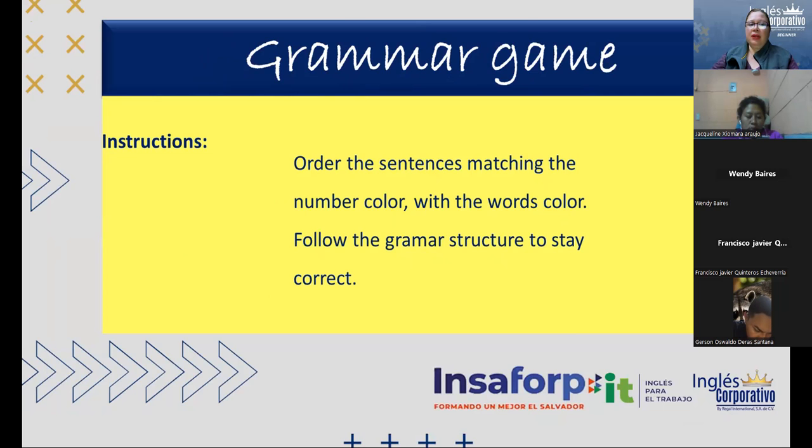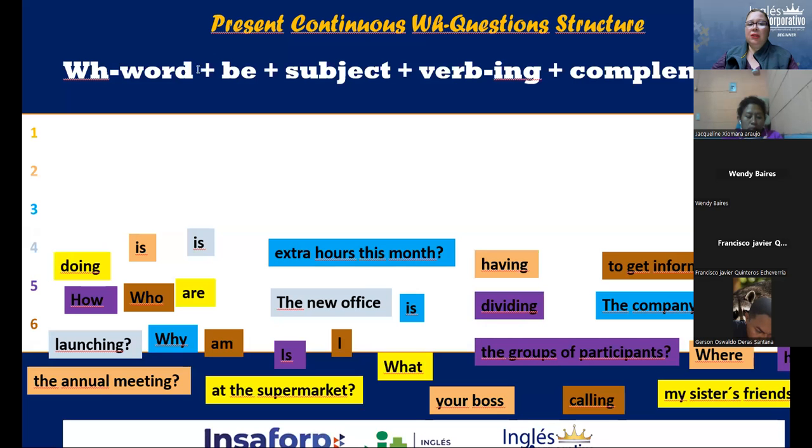Okay, vamos a ver entonces. This is the grammar structure. WH word plus V plus subject plus verb, verb ing plus the complement plus the question. Okay, what color is the number one? Orange. Well, yellow. It's yellow. Okay.